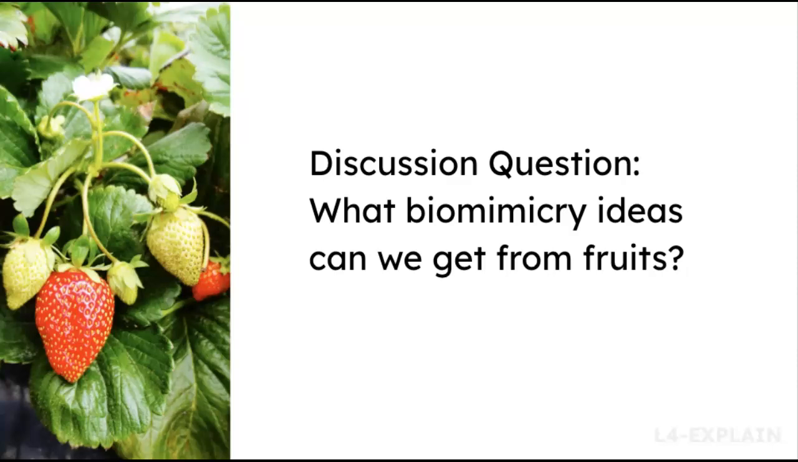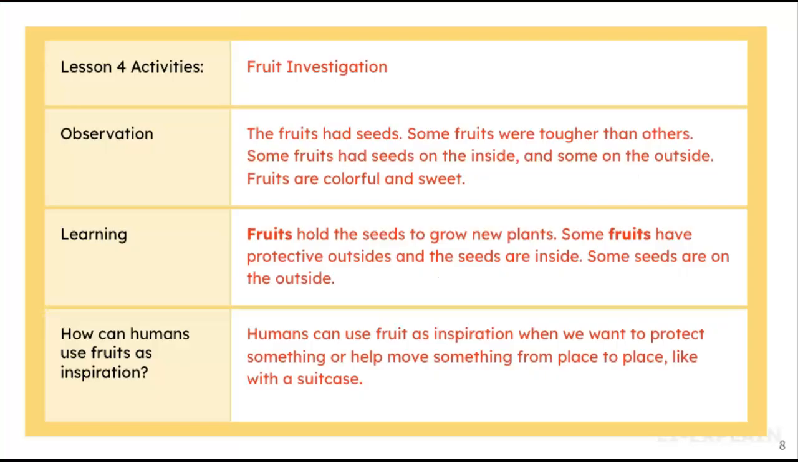In the Explain portion of the lesson, students will engage in a class discussion to analyze their observations around the fruit investigation. Use the provided questions to guide your discussion around the question, what biomimicry ideas can we get from fruits? The goal of this class discussion is to share student observations of the fruits. You will use the discussion to create the Lesson 4 summary chart. From the discussion, students should understand that humans can use fruit as inspiration when they want to protect something or help move something from place to place, much like a suitcase.